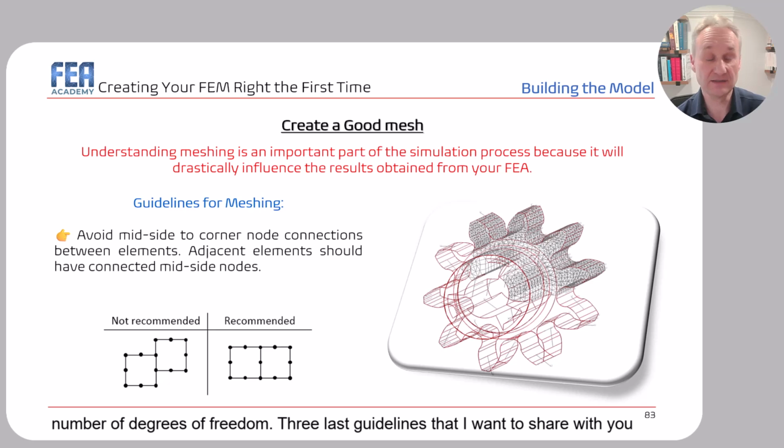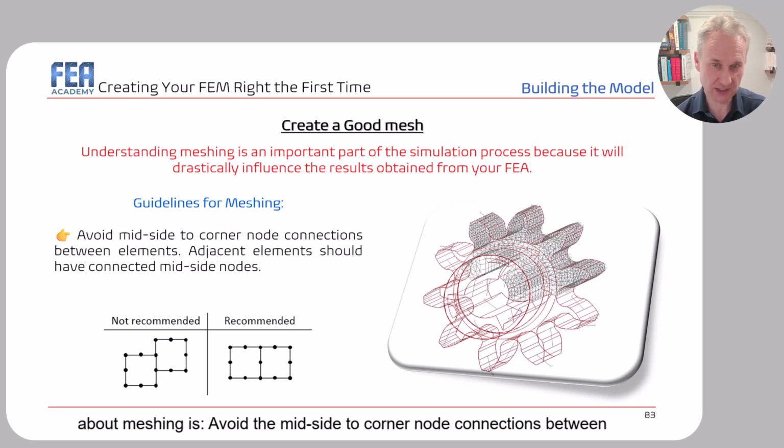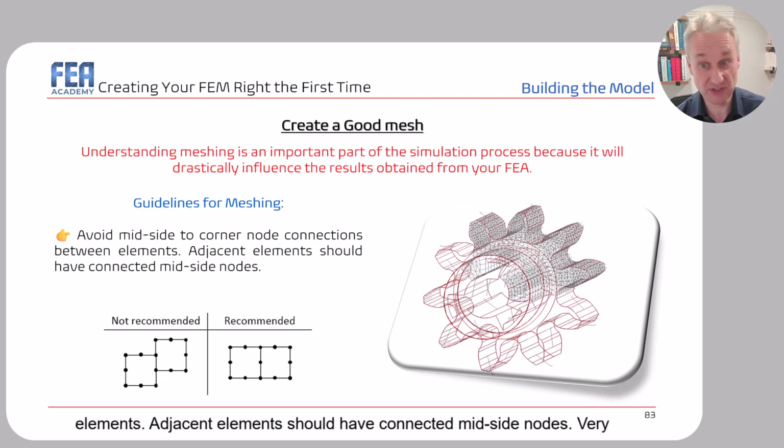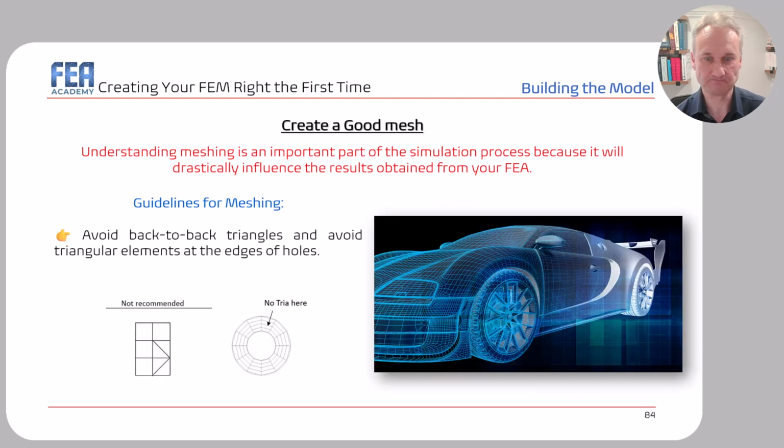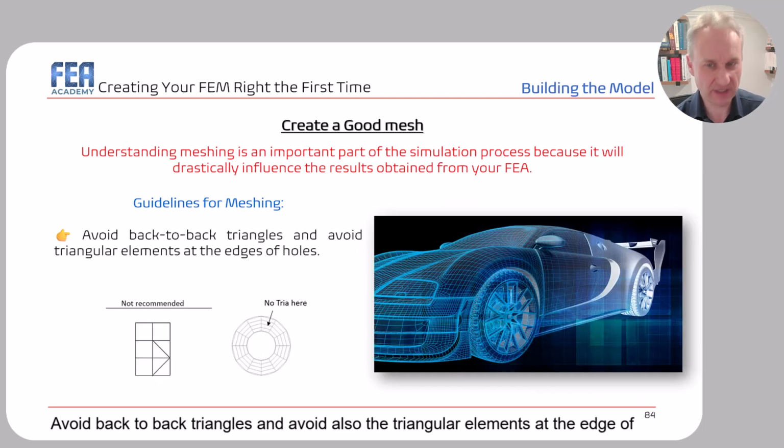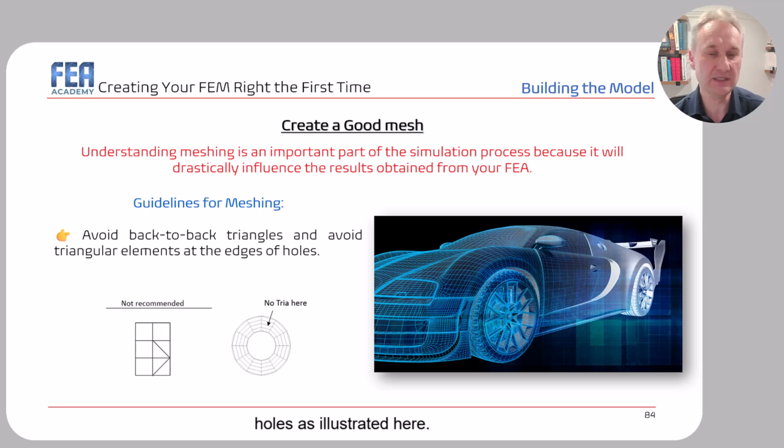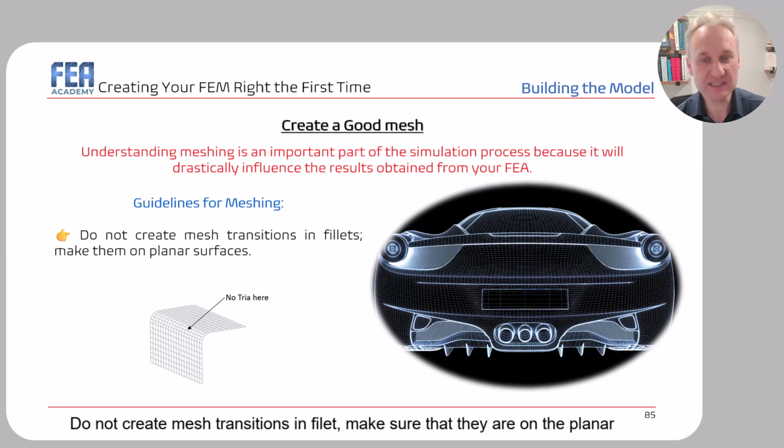The last three guidelines that I want to share with you about meshing: avoid the mid-side to corner node connections between elements. Adjacent elements should have connected mid-side nodes. It's very important. Avoid back-to-back triangles and avoid also the triangular elements at the edge of holes, as illustrated here on the screen. Do not create mesh transitions in fillets. Make sure that they are on the planar surfaces.